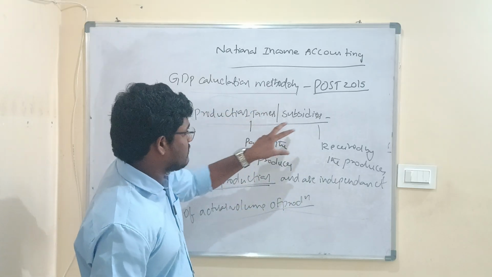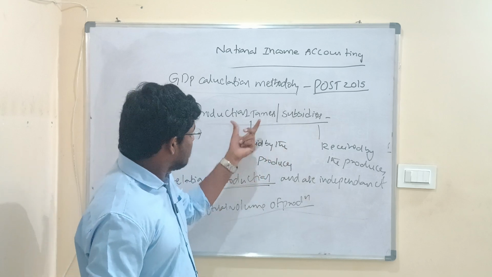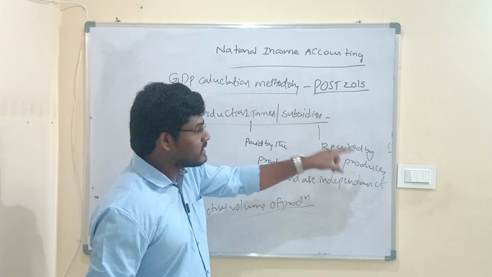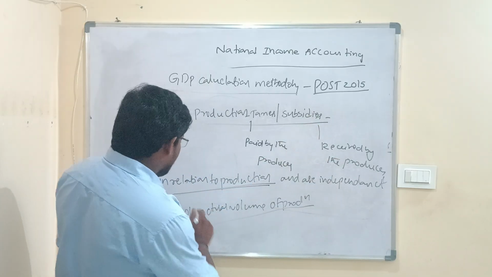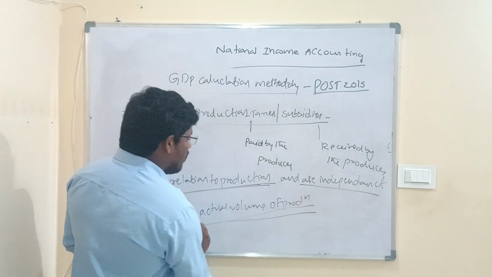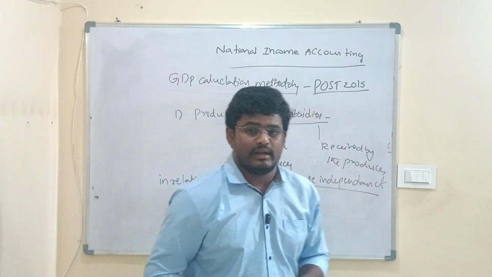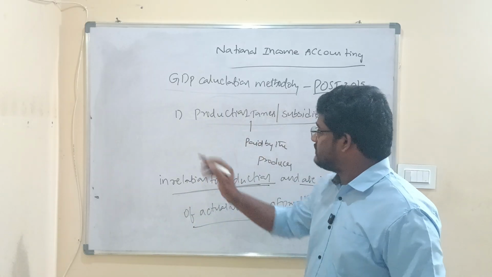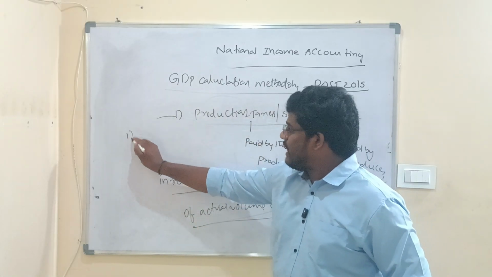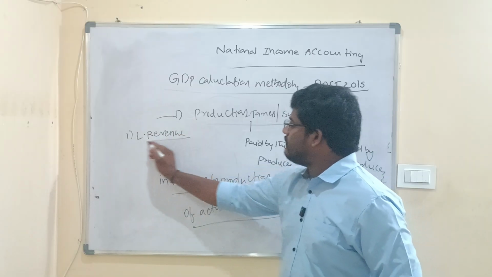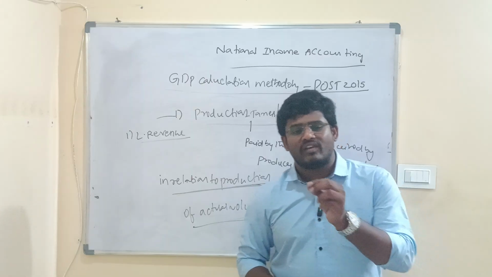Now, if it is a tax, we can say it is paid; if it is a subsidy, it is received by the producer. What does it mean that they are in relation to production and independent of the actual volume of production? Let us take the example of production taxes. The first example is land revenue tax. Land revenue tax is considered an example of production tax.